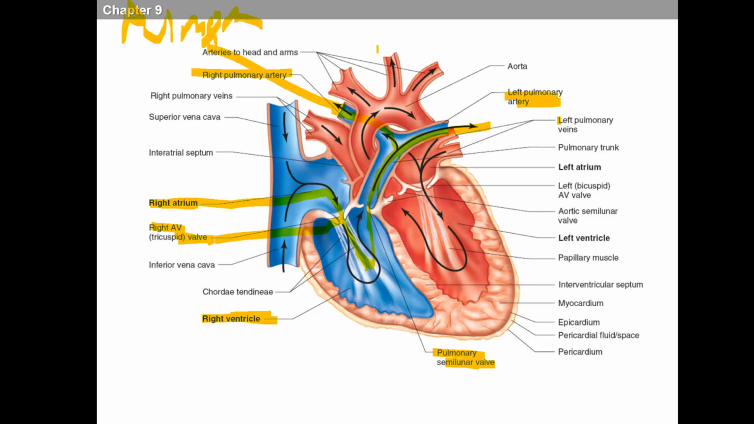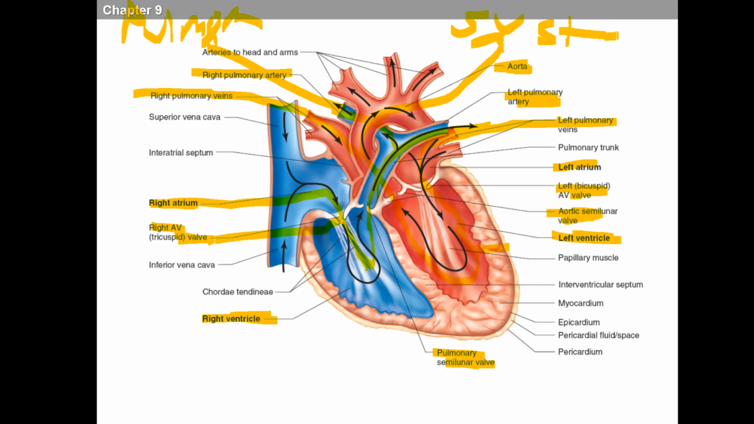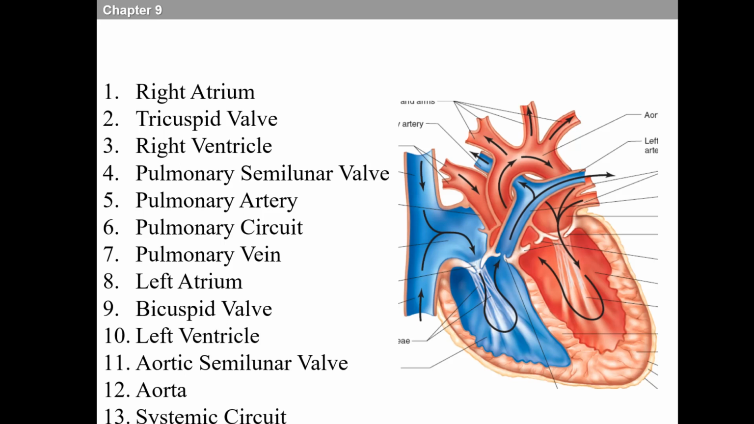So it goes through the pulmonary circuit, comes back down the pulmonary veins, one on the right, one on the left, right, into the left atrium, passing the bicuspid valve into the left ventricle. It contracts, passes the aortic semilunar valve into the aorta, going to the systemic circuit. Sorry for that. But luckily for you guys, it's all written out right here. So you don't have to rely on my handwriting.